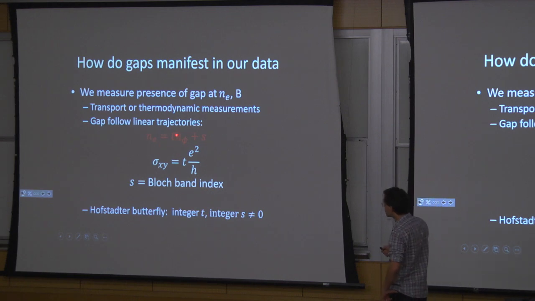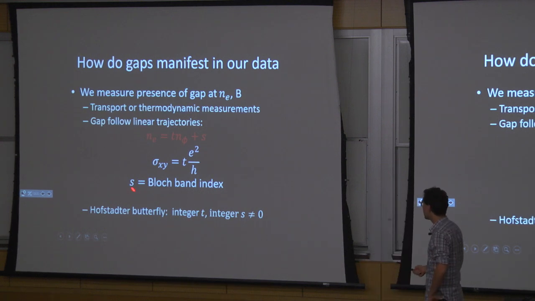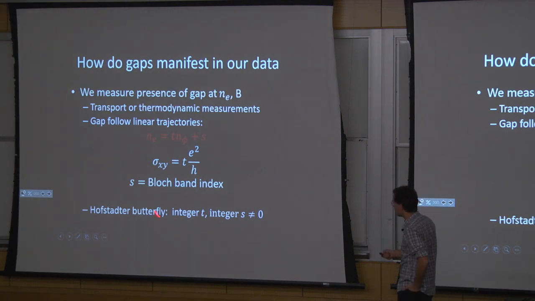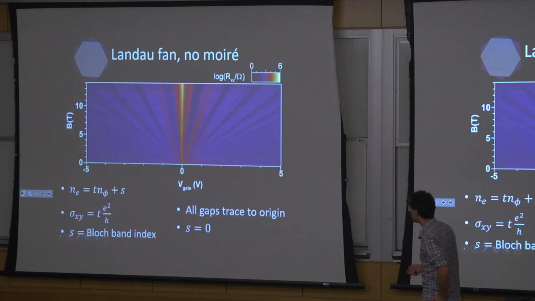And actually, this t, the slope of these lines, tells you exactly the Hall conductance, right? And that's provable on very general grounds. Whereas s is effectively telling you about the Bloch band index. So this Hofstadter butterfly is basically telling you should have gaps that have integer t and some integer s, but s not equal to 0. That's sort of the signature of the Hofstadter butterfly.